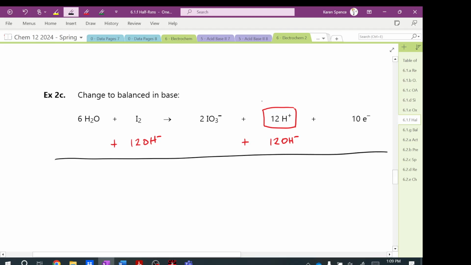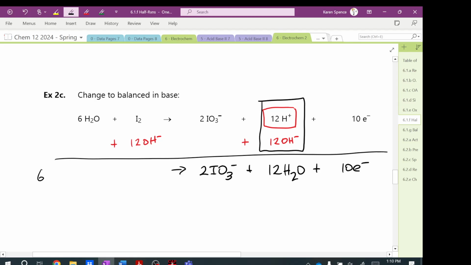Now I add it up, but when I add it up, those two become 12 what? It's no longer 12 hydrogen and 12 hydroxide. Together they make 12 H2O. And the rest of it's just copying things down. 6 H2O plus I2, and then I have to put this in line with everything else, plus 12 OH minus.